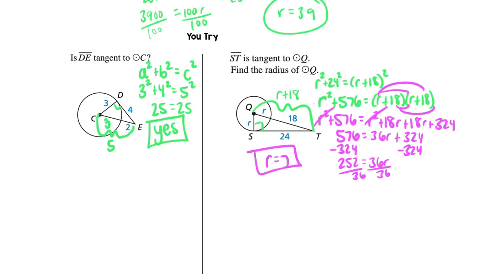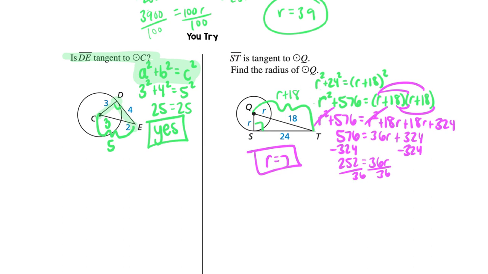Okay, so here are the answers to the Try-Its. The first question is asking, is DE tangent to circle C? If DE is tangent at point D, that would be the point of tangency, then CD is perpendicular to DE. So to check that, I did the Pythagorean theorem, plugged into that, and it did end up being true, so the answer is yes.